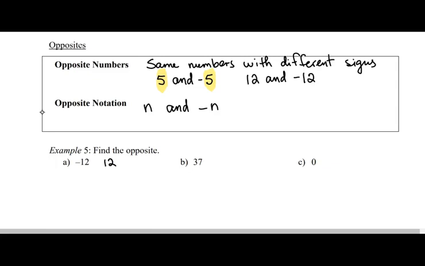The opposite of 37 is -37. And the opposite of 0 is 0. 0 does not have an opposite because 0 is a neutral number. As we saw in our number line, 0 is in the center and it's neither positive nor negative. It's neutral.